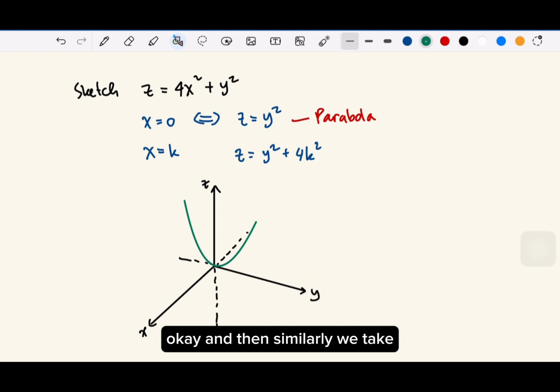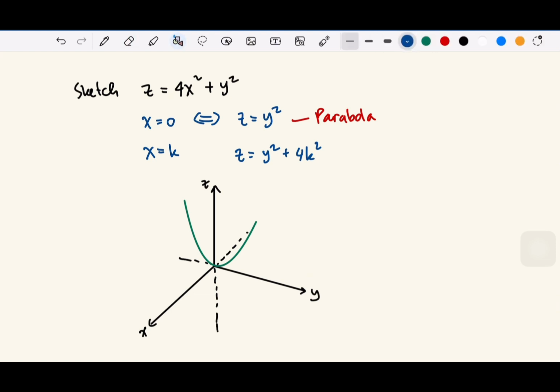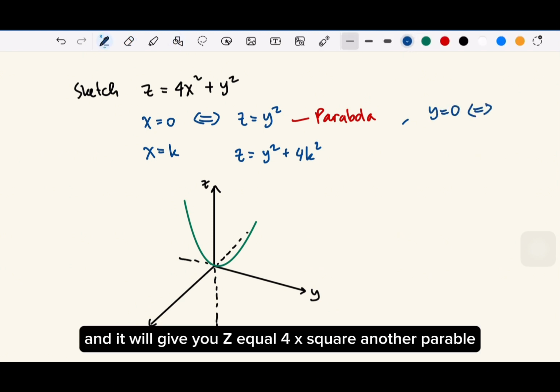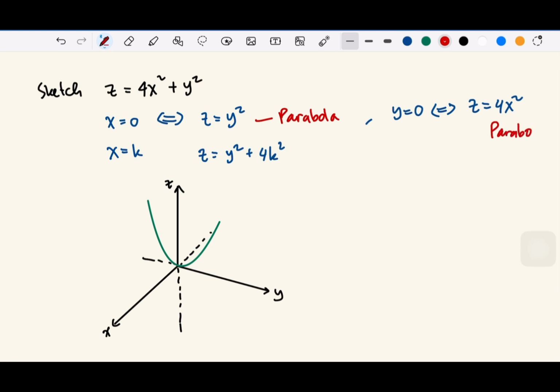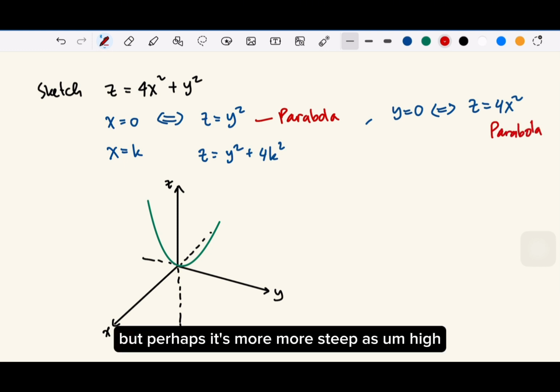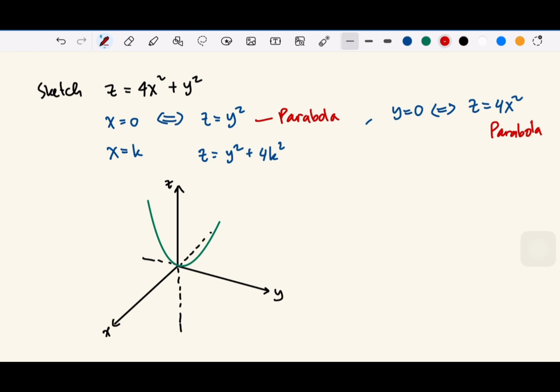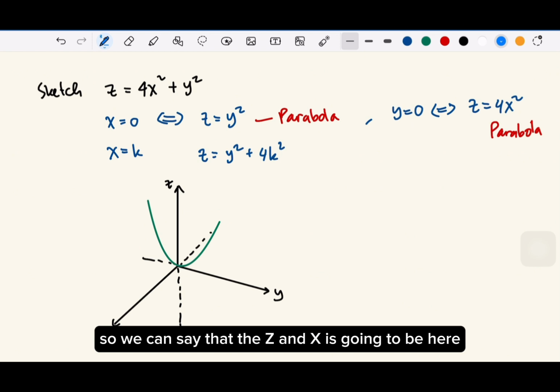Okay, and then similarly, we take y equals 0. And it will give you z equal 4x squared. Another parabola. But perhaps it's more steep. It has high slope, okay? High value of slope. So we can say that the z and x is going to be here.